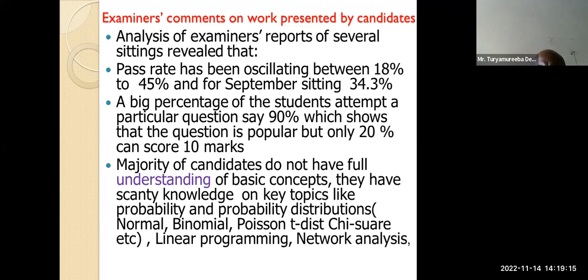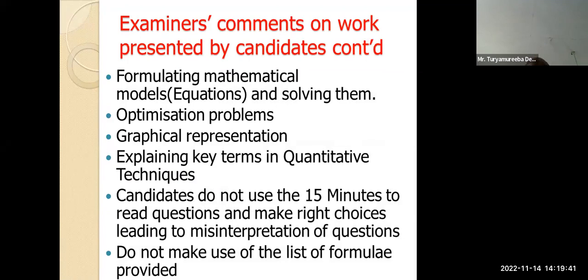They have scanty knowledge on key topics like probability and probability distributions. When we talk about probability distributions, we mean the normal distribution, the binomial, the Poisson distribution, the t-distribution, the chi-square, and many others. Linear programming, network analysis. Formulating mathematical models, you identified it in the learning outcomes that you have to formulate mathematical models that will help you solve problems, especially the optimization problems. Graphical representation is a challenge to many students, and many of them cannot even manage to get a scale to draw the graph, especially when the figures are big.